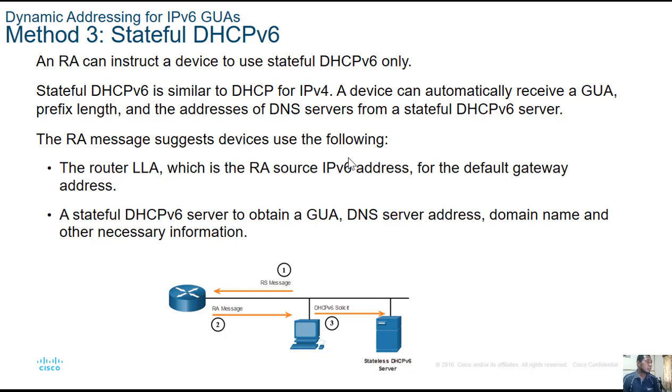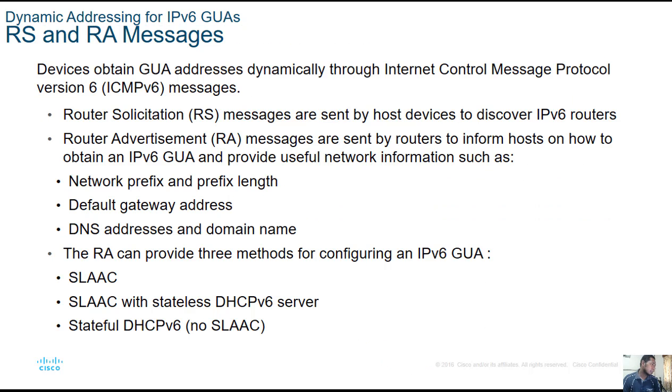So, three methods, best summarized here: SLAAC, SLAAC with stateless DHCPv6 server, and stateful DHCPv6 server, which basically means no SLAAC. Here you have an M flag, here you have an O flag, and you have an A flag here.